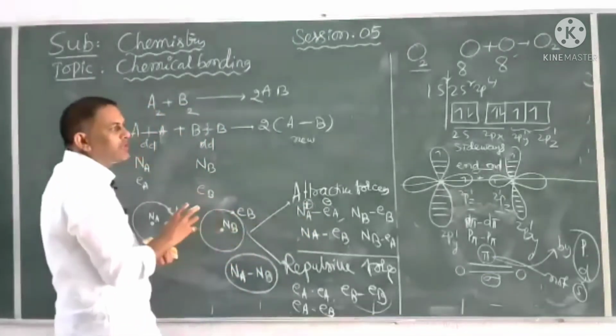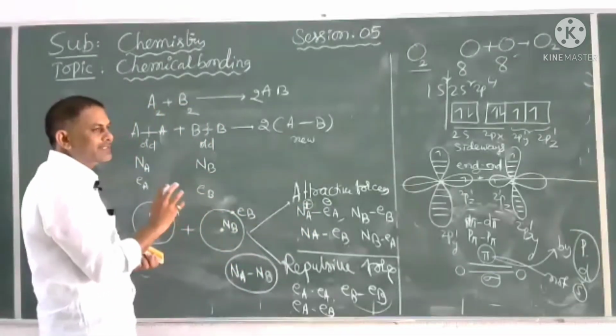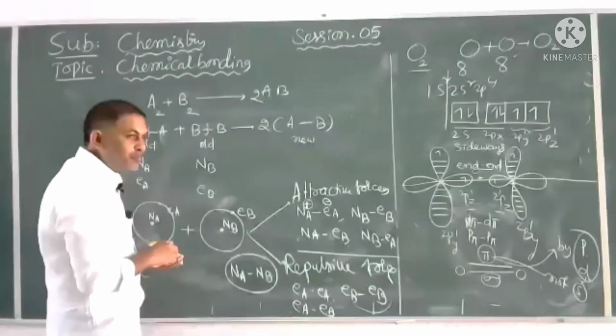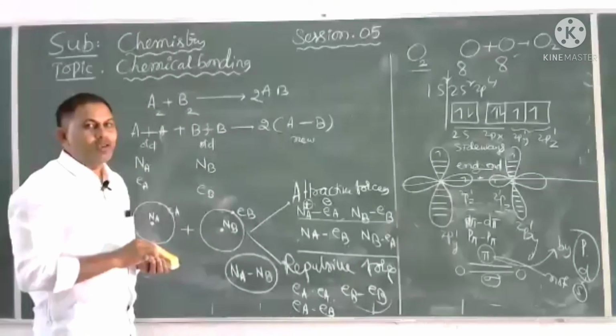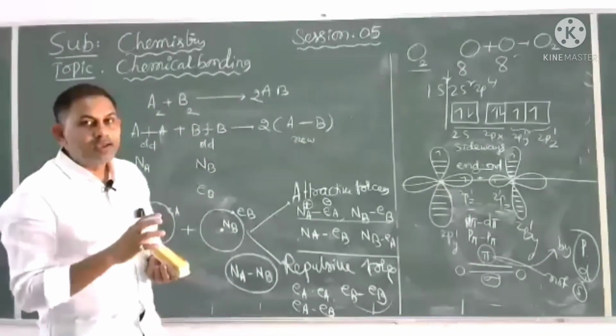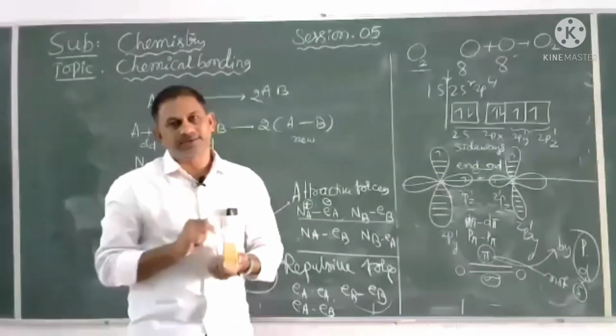While overlapping between two atoms of elements, there are some attractive and repulsive forces. Maybe based on this they'll create an important question: in what way do attractive and repulsive forces take place?